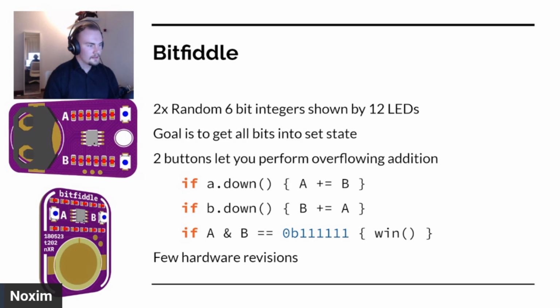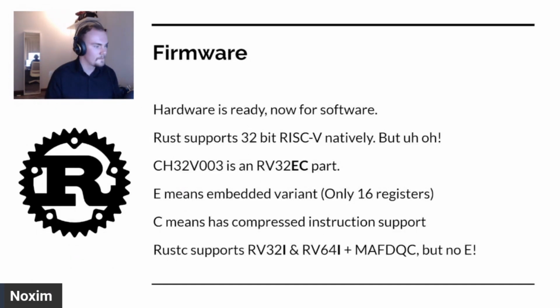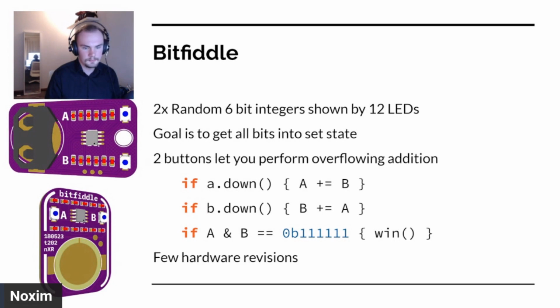Yeah, and the actual game logic ended up being really simple. So you have these 6 LEDs here at the top and a button next to it, and another 6 and a button on the bottom. Those are your 2 numbers represented by the LEDs. And when you press a button, it adds the other number to the one you just pressed. And if all of the bits in both of the numbers are on, then you win. That was really the hardware part of this.